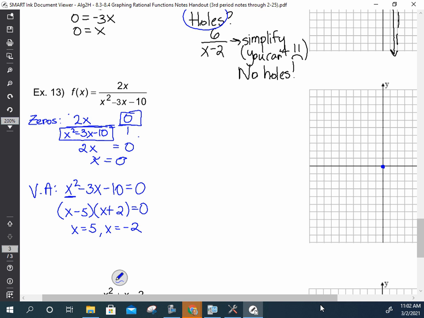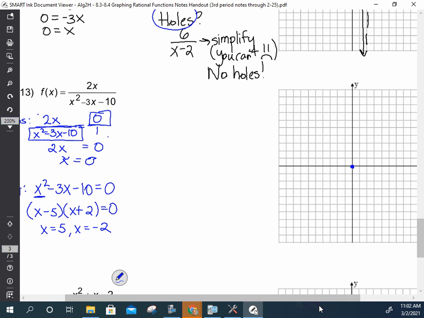Mr. Lowe, I got 2 vertical asymptotes. So, we have 2 vertical asymptotes. That means you're going to have 2 vertical lines. One going down at negative 2, and one going down at 5. You're just going to have 2 of them.